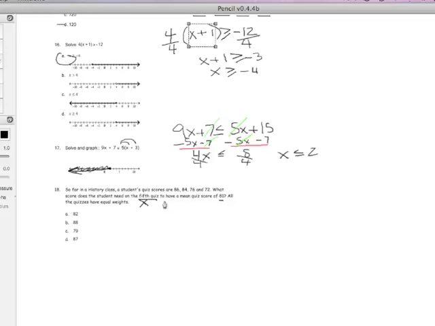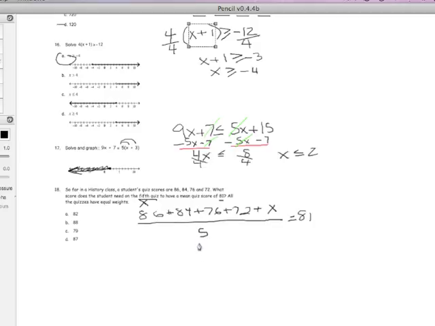So if we knew what x was, we could just add 86 plus 84 plus 76 plus 72 plus our other quiz, right? We would add those all up and divide by 5, and the average better be 81. Well, we don't know it. So let's just add these up here. 86 plus 84 is 170, plus 76 is 246, plus another 72 is 318.